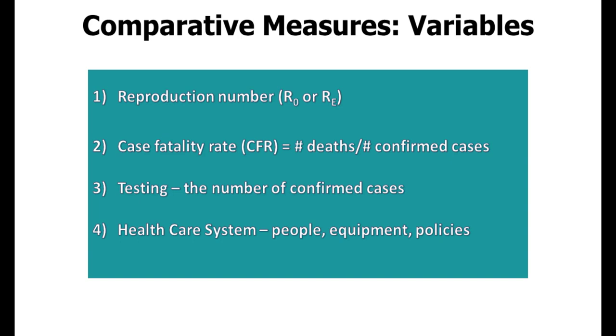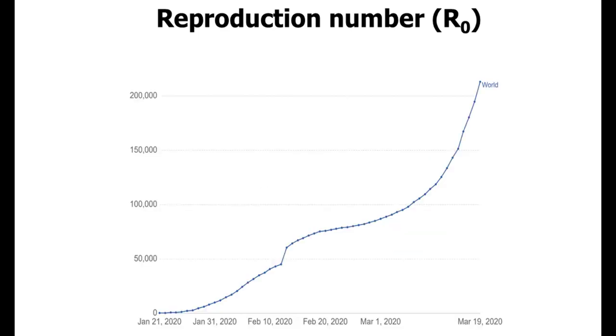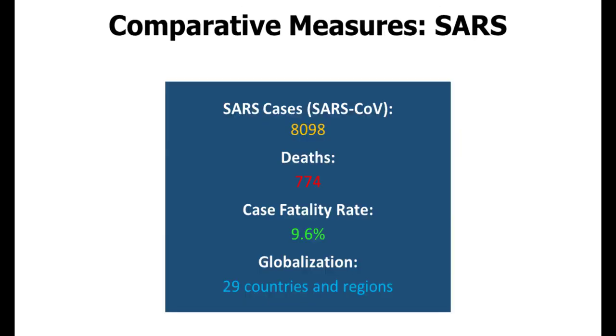So that plus the health of the healthcare system are the variables that are really important for determining what's going on. Very quickly, the reproductive number is just how many people you are going to give it to if you have the virus. The reproductive number, or R0, for SARS-CoV-2 is about 2.2 according to models. As you can see, you can very quickly multiply, and this is just to show you as of March how quickly that curve goes up. Now, just to give you a quick comparison, SARS: 8,000 people, 774 deaths, case fatality rate was 9.6%, and it hit 29 countries.